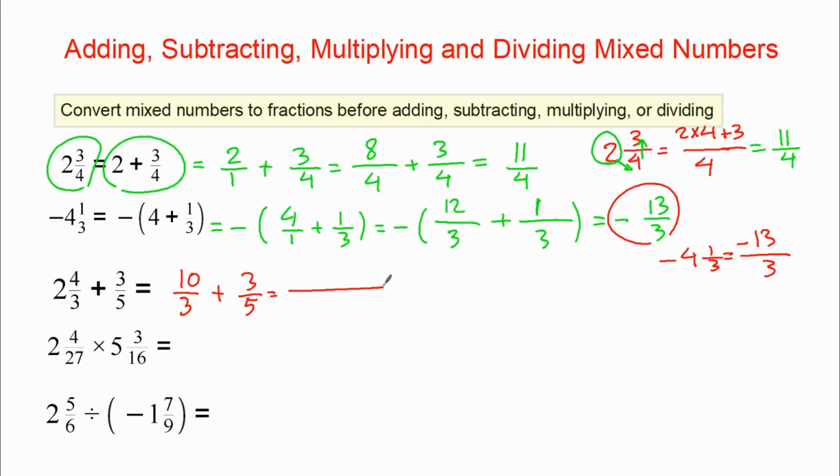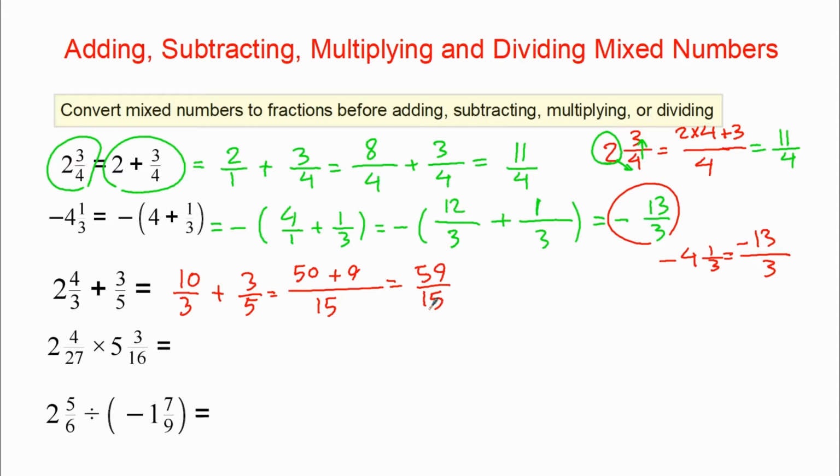And the common denominator here is 15. So I can just write all of it in one go rather than writing it several times. I'm just reducing the number of terms that we need. So I'm just going to write one fraction, 15. 15 divided by 3 is 5, times 10 is 50. And 15 divided by 5 is 3, times 3 is 9. So you have 59 over 15.